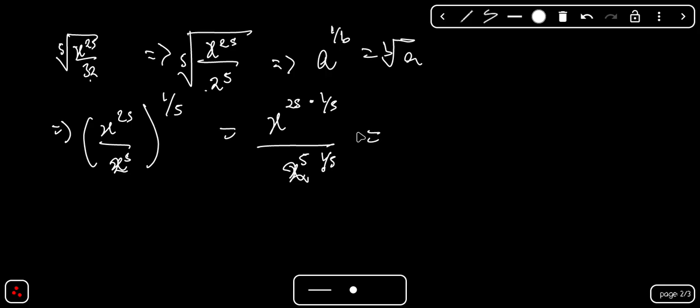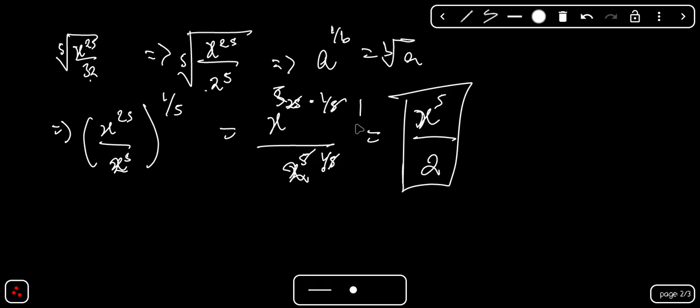Okay, so we can say 5 and 5 is 1, 5 and 25 is 5, so we can cancel. So what we have now is x raised to the power of 5, then over 2, and then we have our answer. So x raised to the power of 5 over 2 is the answer to that problem. Yeah, so easy to solve.